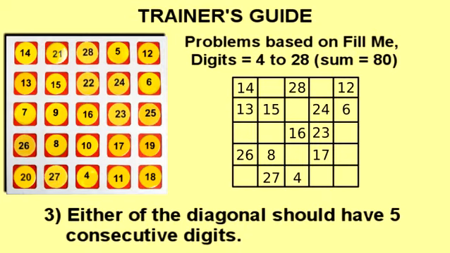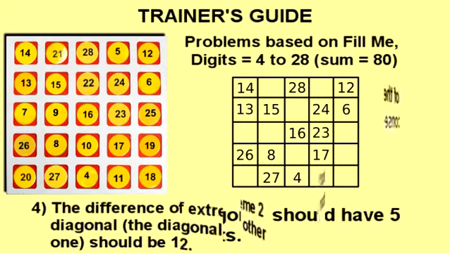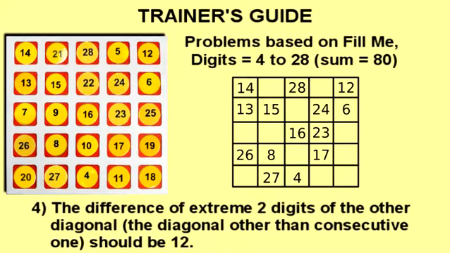Now we have to move to our fourth and the last condition. The fourth condition says the difference of extreme 2 digits of the other diagonal, the diagonal other than the consecutive one, should always be 12. Now, as you can see here, the difference between 20 and 8 is 12 and 24 and 12 is also 12. Hence, our fourth and the last condition is also satisfied.